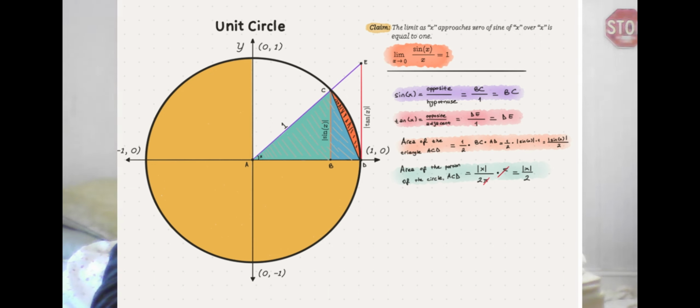So the area of the entire triangle is the absolute value of tangent of x over 2. Now we can see by visual estimation, the smaller triangle has a smaller area than the arc inside the circle, and the arc inside the circle has a smaller area than the triangle that goes beyond the circle. So we use less than or equal to signs to compare these areas like so.